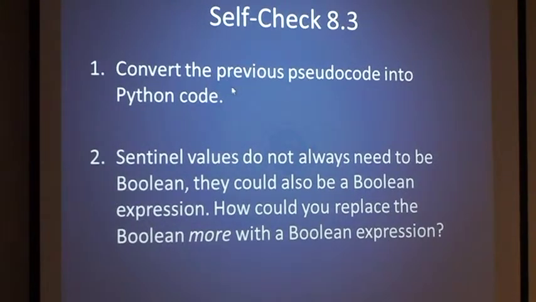Okay. This is left as an exercise. You can easily convert that into Python. And you could replace more, the variable more, with a Boolean expression based on the number, right? Like we saw earlier, while count is less than equal to 4, for example. Count less than equal to 4 compares two values, so it's a Boolean expression.